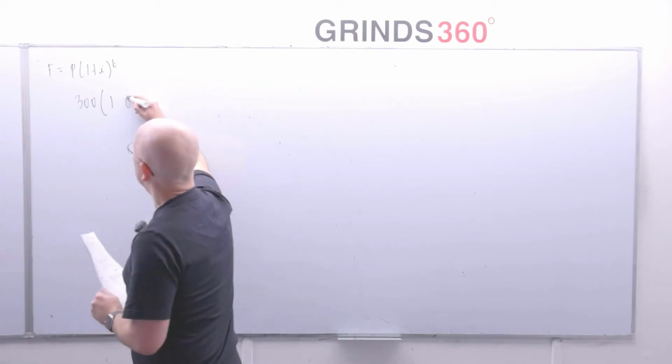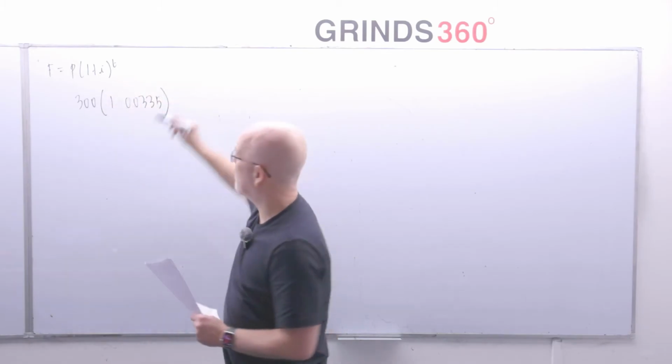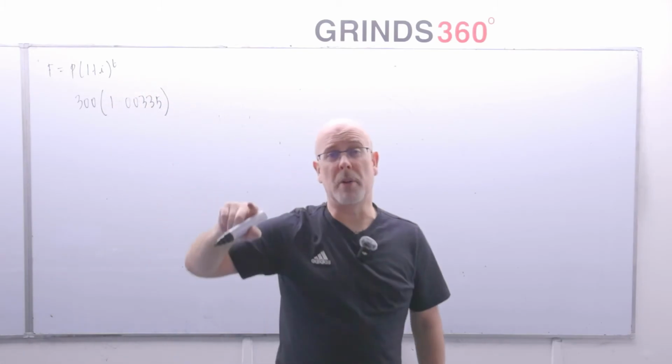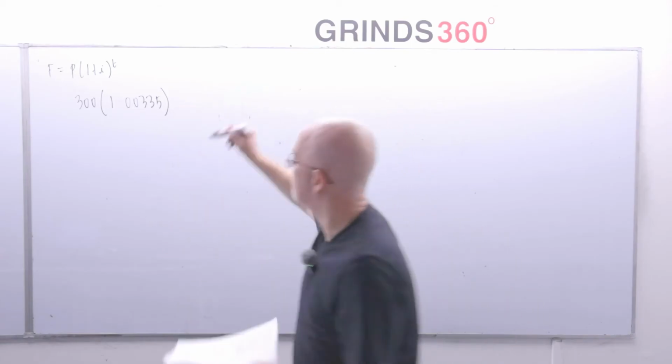So it's 1.00335 to the power of t. So the first one, remember, because it is the start of every month, that first payment will be earning interest for the full 60 months.